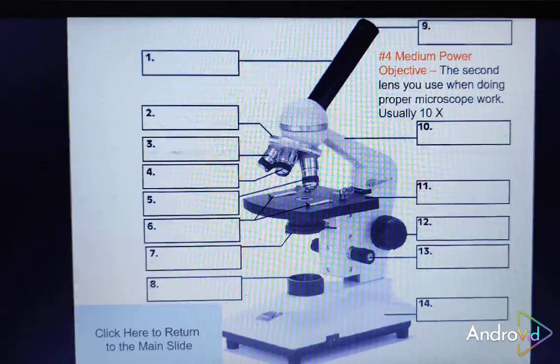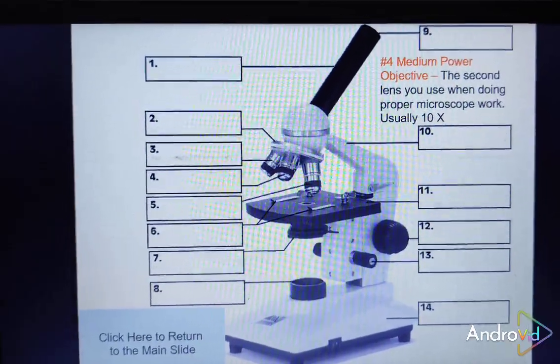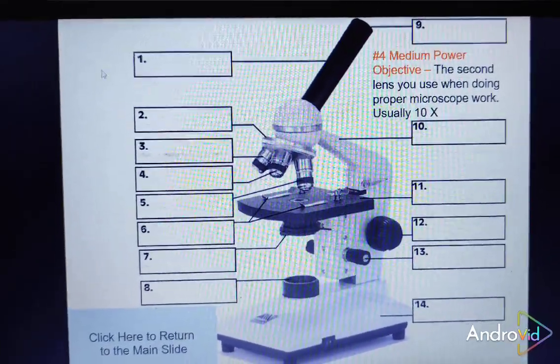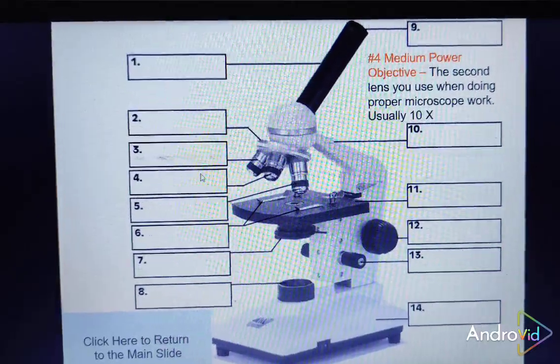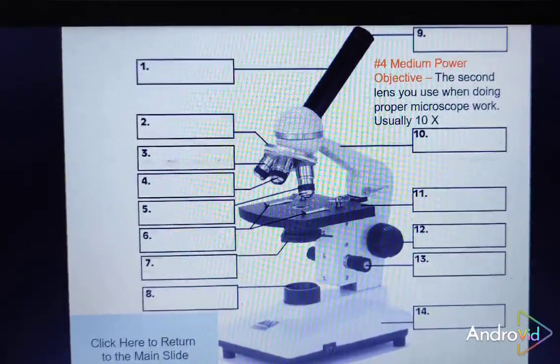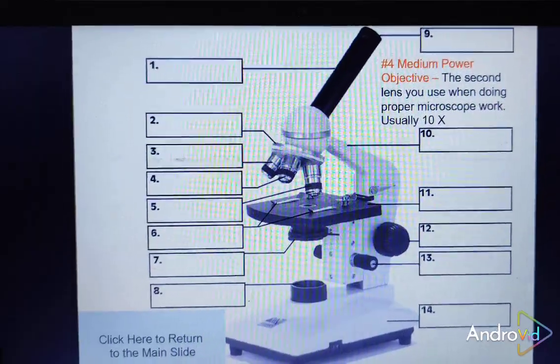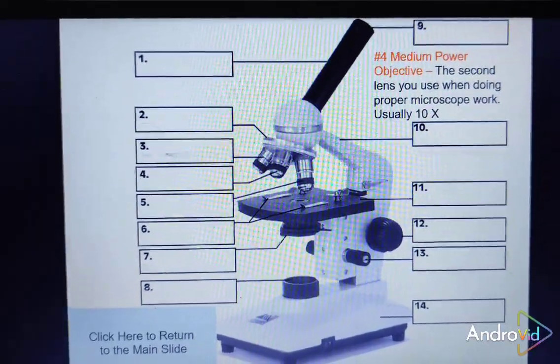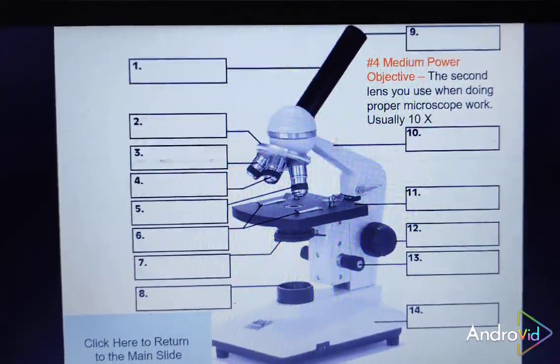Then the medium power objective lens, this fourth one, is the second objective lens which you use when doing the microscopic work. It is of 10x. In the medium power objective lens, it is 10x.